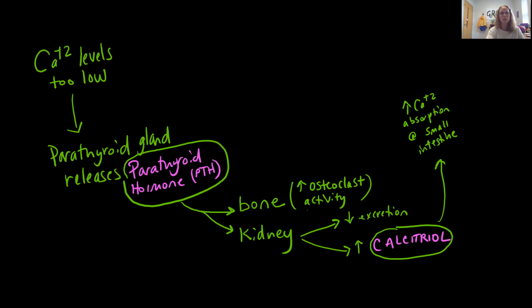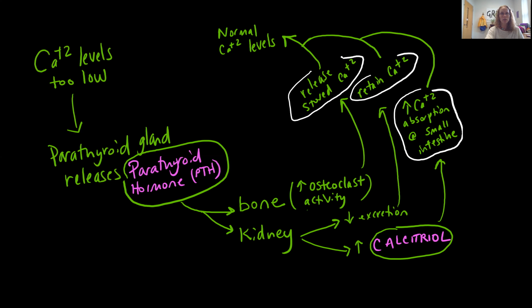At the small intestine, it's going to trigger an increase in calcium absorption from the diet. So we've already seen that we're releasing calcium from the bone, and instead of getting rid of extra calcium, we're keeping it in the body, and now we're taking on additional calcium from our diet. If we take on additional calcium from our diet, if we retain calcium that we already have in the body instead of letting it leave the body with the urine, and if we release our stored calcium from the bone, collectively all of these things together are going to help return our calcium levels to normal.